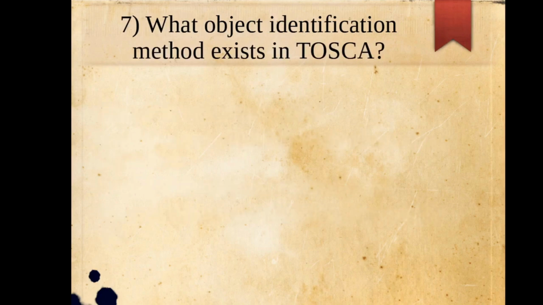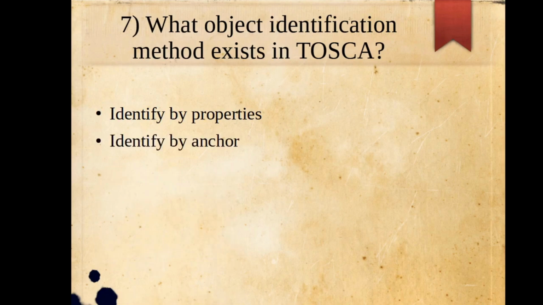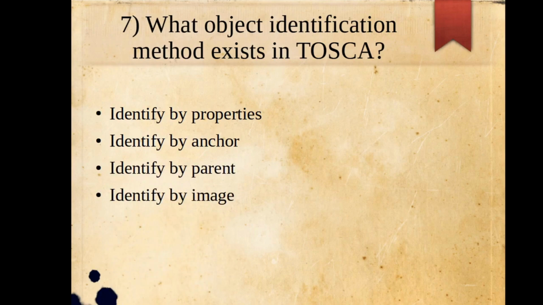Coming to the seventh question, what object identification method exists in Tosca? So we have 5 methods. First is identify by properties. This is one of the most stable method. Then we have identify by anchor. Then we have identify by parent, identify by image, and identify by index. So these are the 5 different object identification method which exist in Tosca.